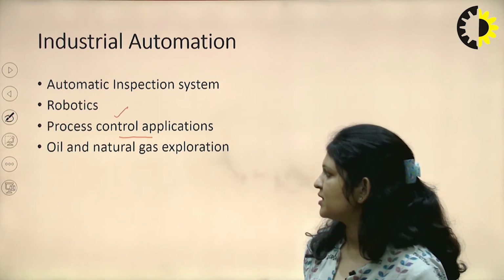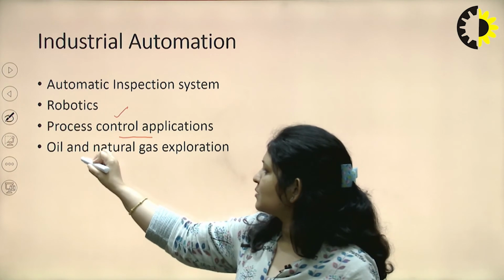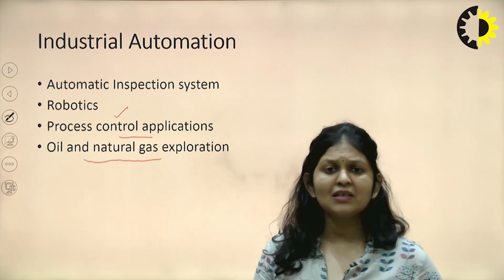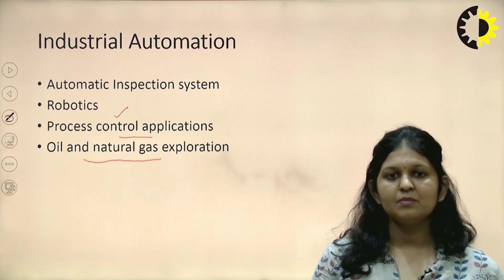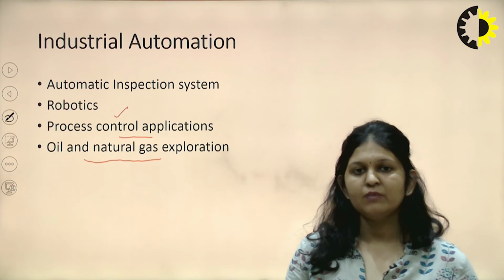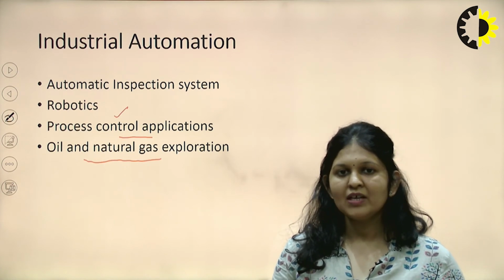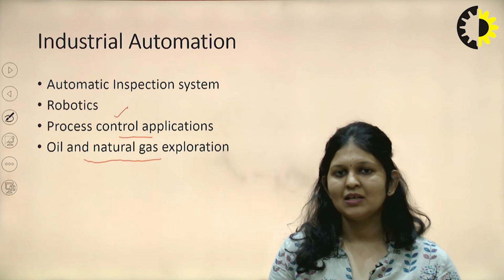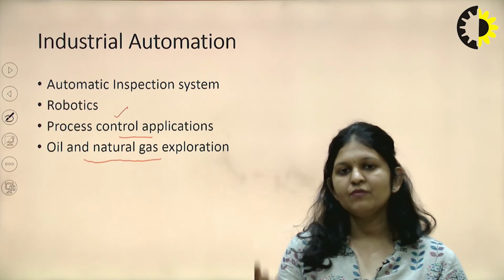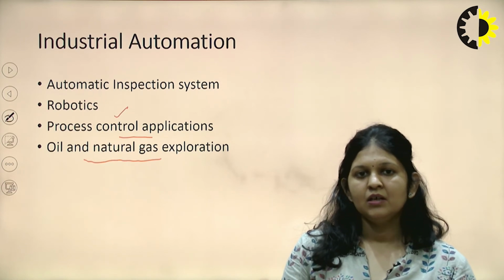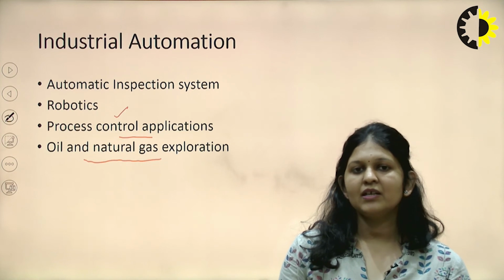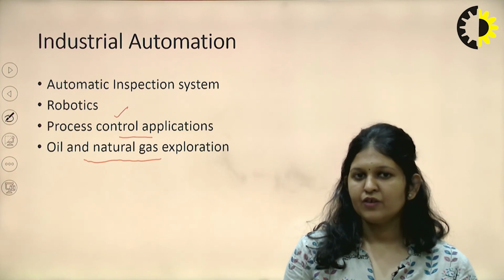Oil and natural gas exploration, there are certain areas where it is not possible for an exploration team to reach. So we can have the satellite images of the areas, and we can find out whether this is a prone area where there can be an oil refinery or not.